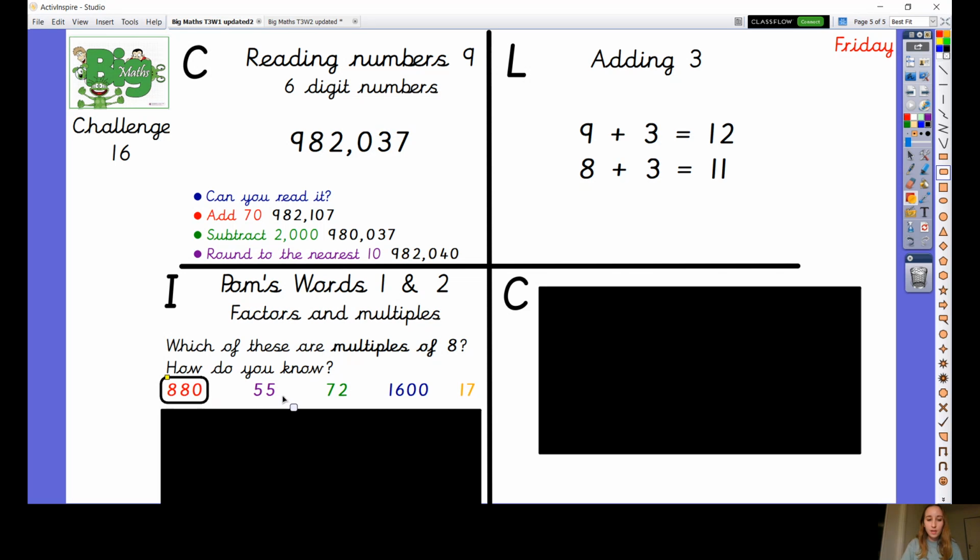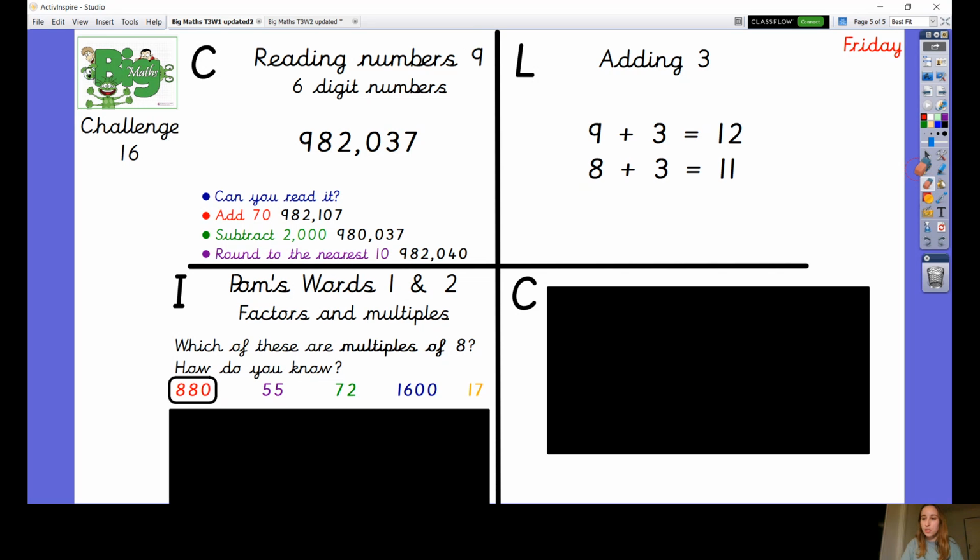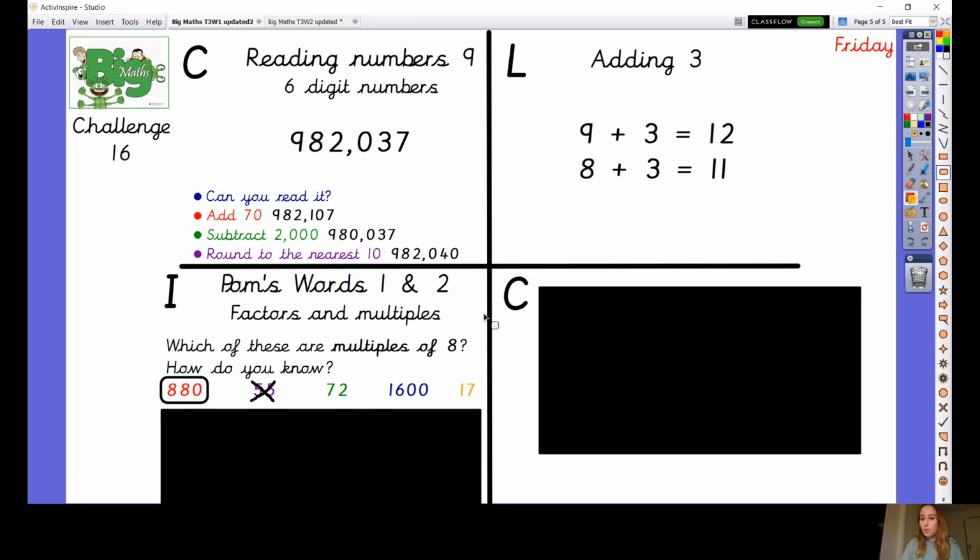This number here, 55. Well, I know that 56 is a multiple of 8 because 7 times 8 is 56. So 55 can't be. It's too close. Okay, 72. Well, in fact, I'll cross out 55 for you to make that clear. Okay, 72, I know is a multiple of 8. It's in my 8 times table. It is 9 times 8.